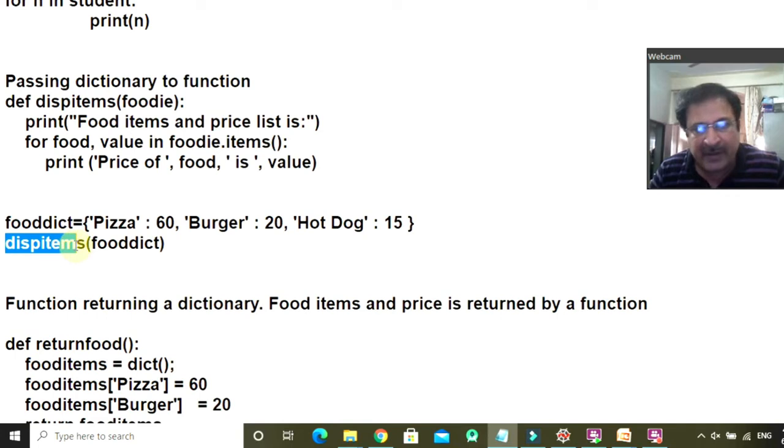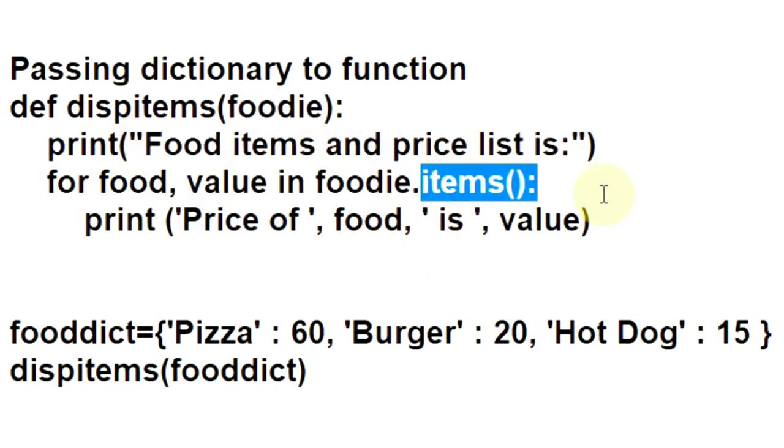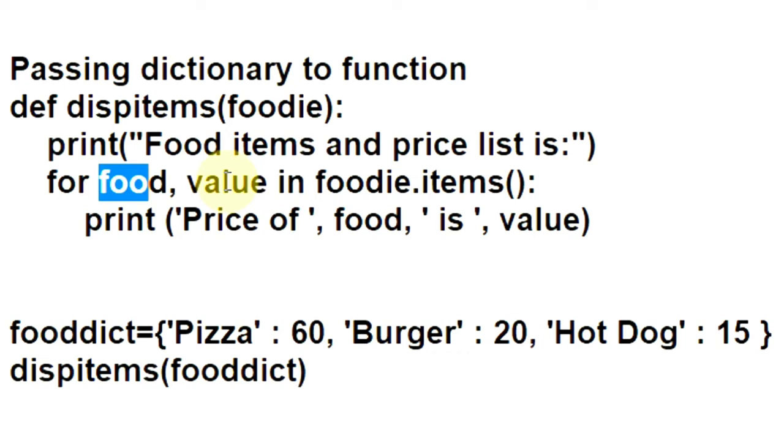You are invoking the disp items function and carrying the food dict as an argument. This food dict argument will be assigned to this foodie parameter. So foodie is nothing but a dictionary again. On the screen you get a message, food items and price list is, and this is a for loop. In lecture 12 we've seen that when you invoke the items method, one key value pair from the dictionary is accessed and assigned to the variables on the left. So the first key value pair is pizza and 60. It will be assigned to these food and value variables. These variables can be anything, right?